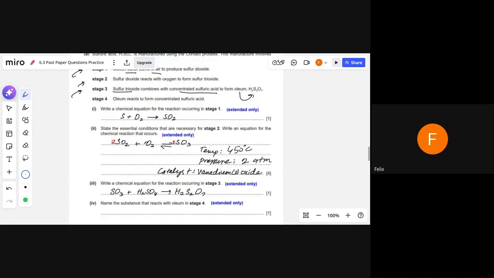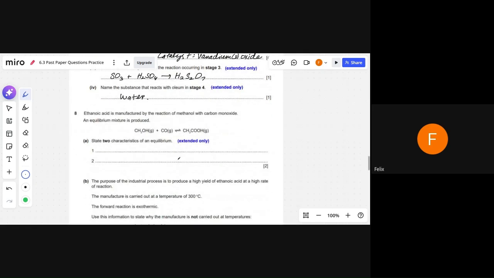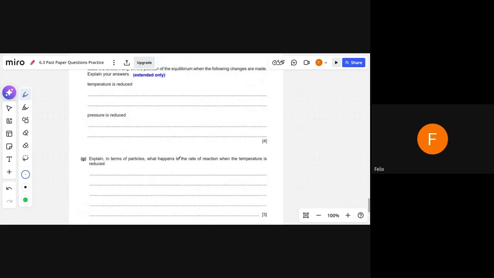So name the substance that reacts with oleum in stage 4. Yeah, so oleum reacts to form concentrated sulfuric acid. They didn't talk about this, so it's water. It's a memory-based question here, right? Okay, so I hope this is clear. Now we move on to question number 8. How many are remaining? Okay, we have a few.